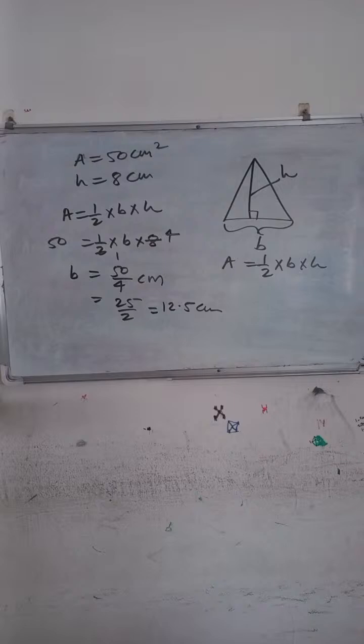Write down the next question. The circumference of the circle is 66 meter. Full stop. Find its radius. Use pi is equal to 22 by 7.